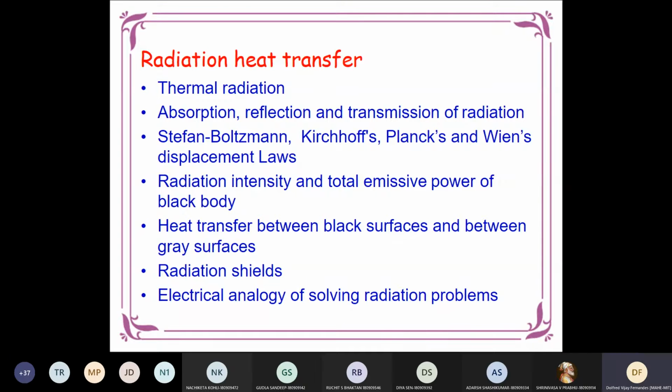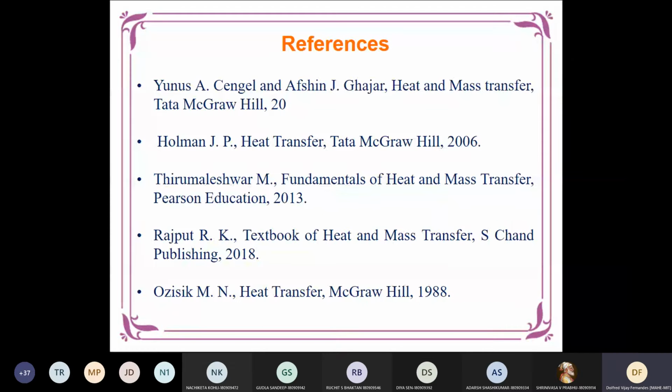So these are the things you have to study in radiation heat transfer, and again, you should cultivate the habit of reading textbooks. Whatever I say in the class is not enough. If you want to have a thorough knowledge of this subject, you can read the Yunus A. Cengel book, the first reference here, Heat and Mass Transfer. It is very descriptive, gives many practical examples, and is very interesting to read also.